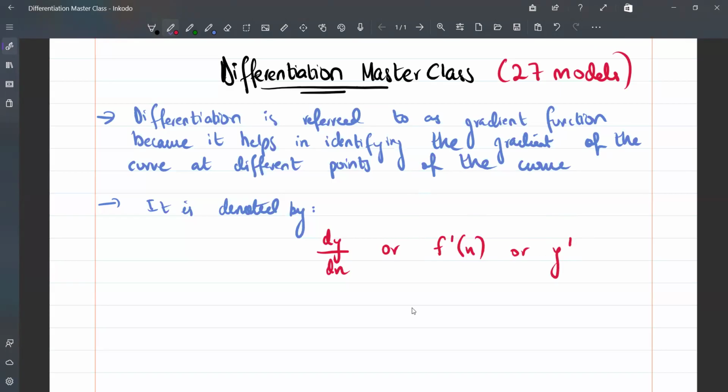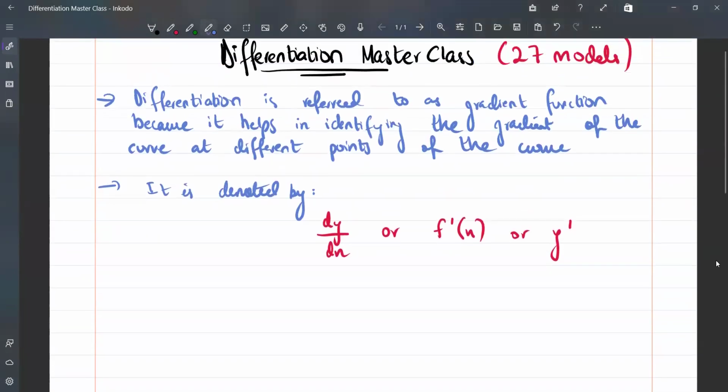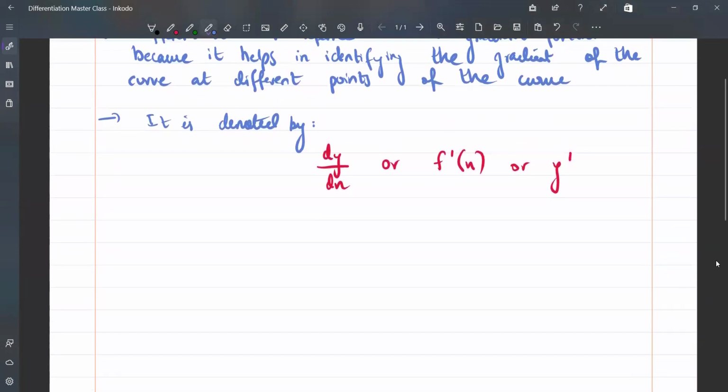By the way, you have to copy these notes alongside me, so that before your exam you can simply revise. It is really important to copy them down as they are. It is denoted by dy over dx, or f dash x, or y dash.